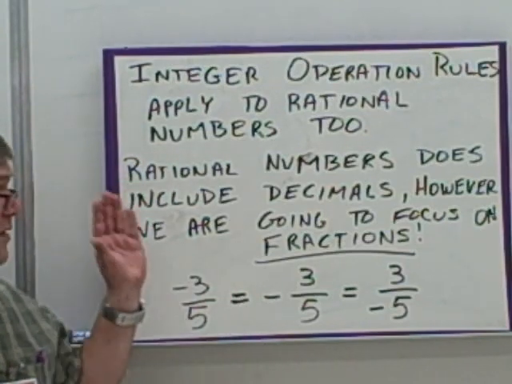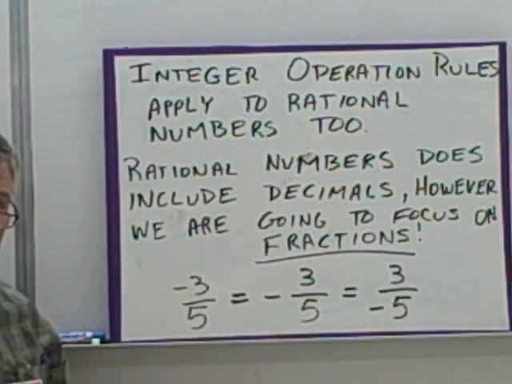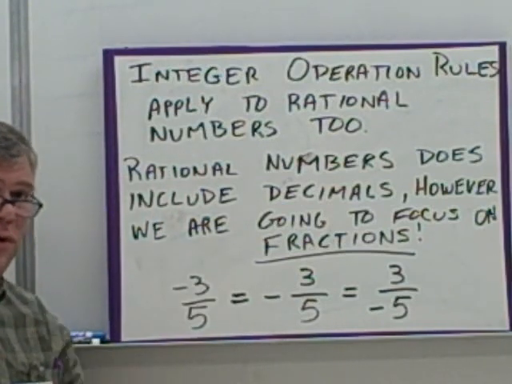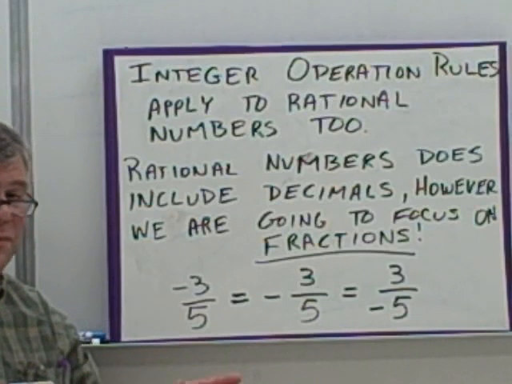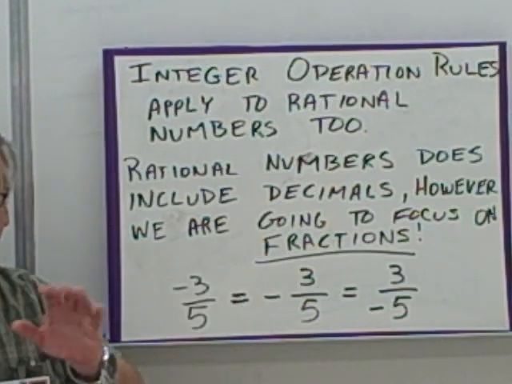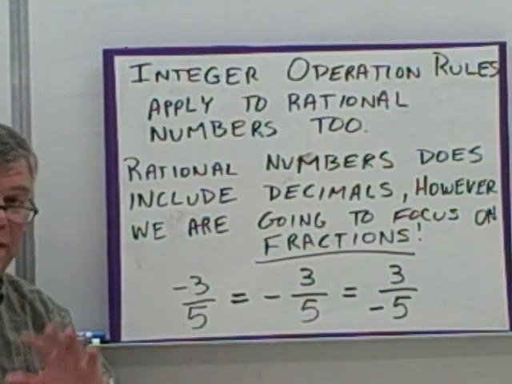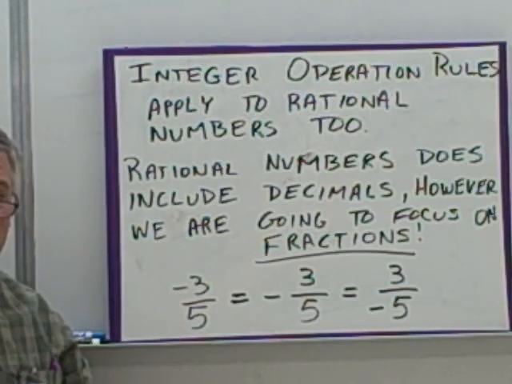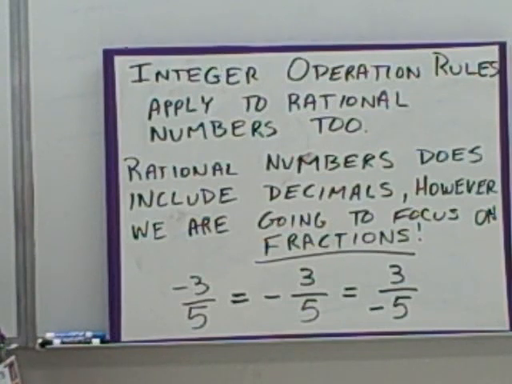But as far as the integer operation rules for multiplying and dividing, they hold true for rational numbers as well. Which means if you have the same sign on both numbers, both fractions, the answer is going to be positive. If you have the opposite sign on both fractions, the answer is going to be negative.